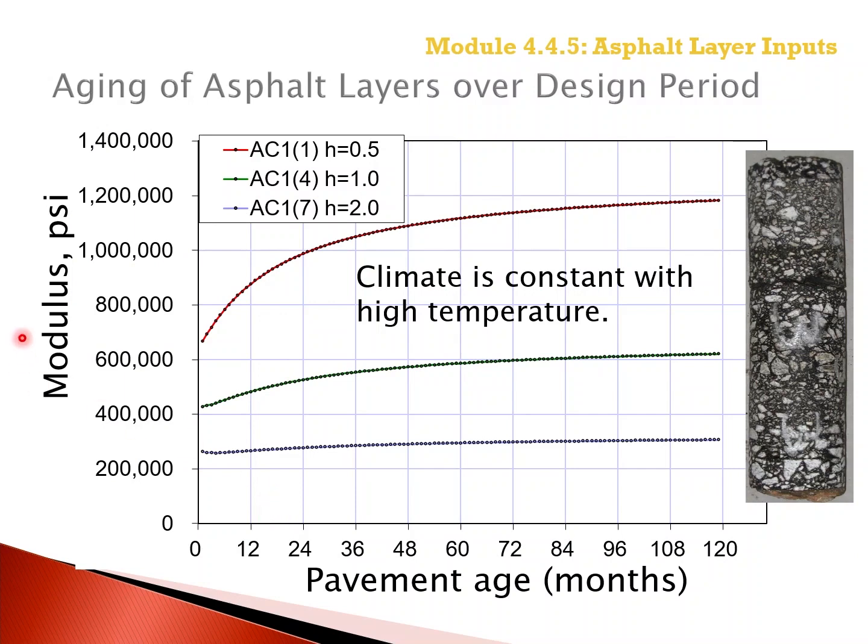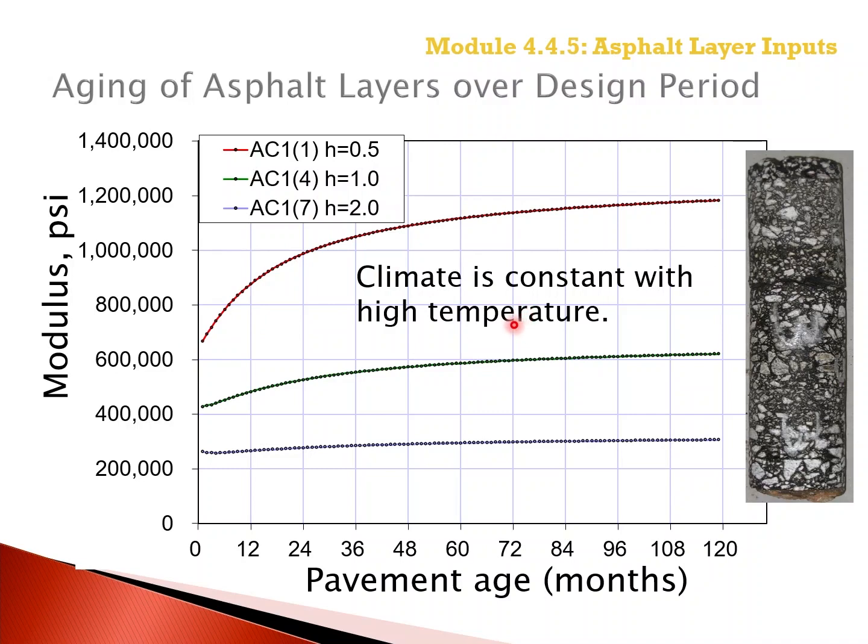The binder properties and the temperature determine the aging of the asphalt binder. This chart simply illustrates the change in dynamic modulus of the asphalt layers throughout the flexible pavement structure. You can see the effects of aging based on PavementME. This is a constant climate condition. The climate is constant with a high temperature.